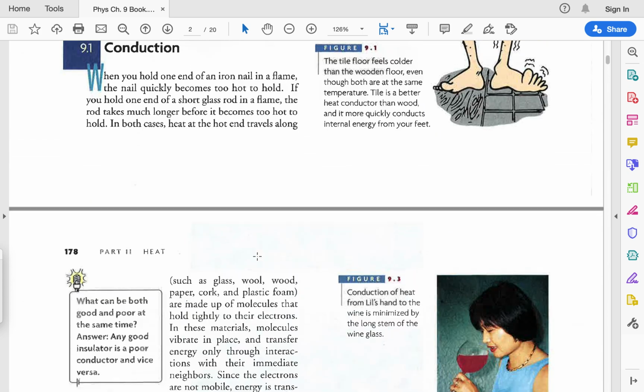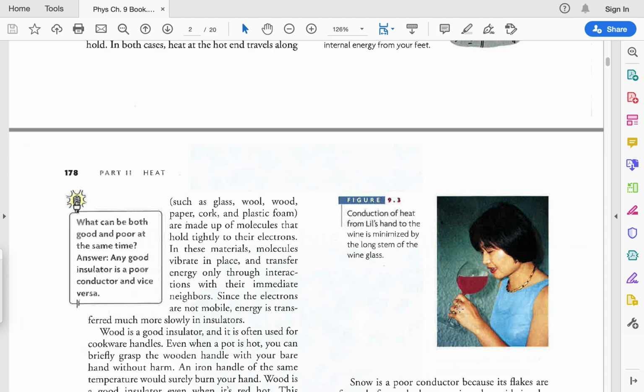Okay, so talking about conduction, the heat of her hand is warming up the glass, but because it's not in direct contact, she's not actually touching the wine in this glass, so it's not going to make the wine much colder. She's just touching this long stem of the handle.